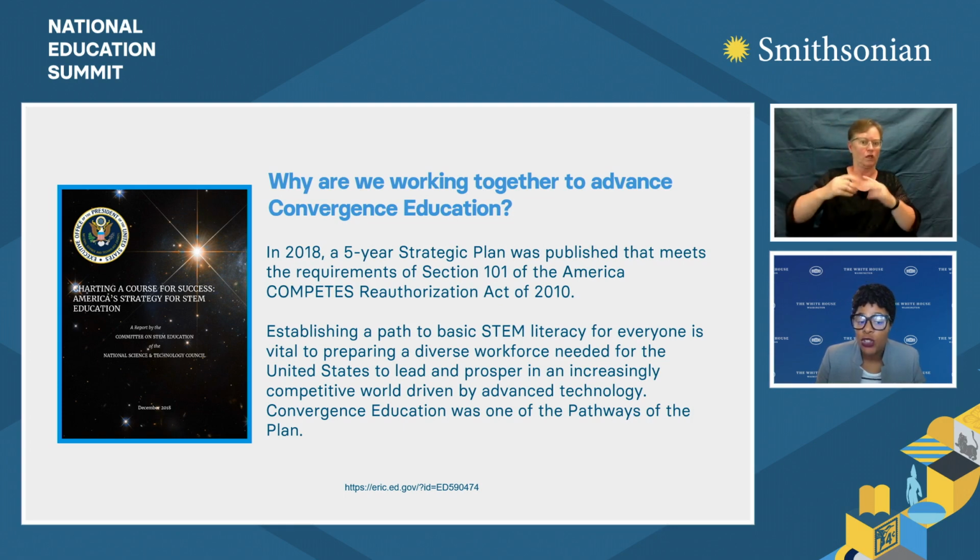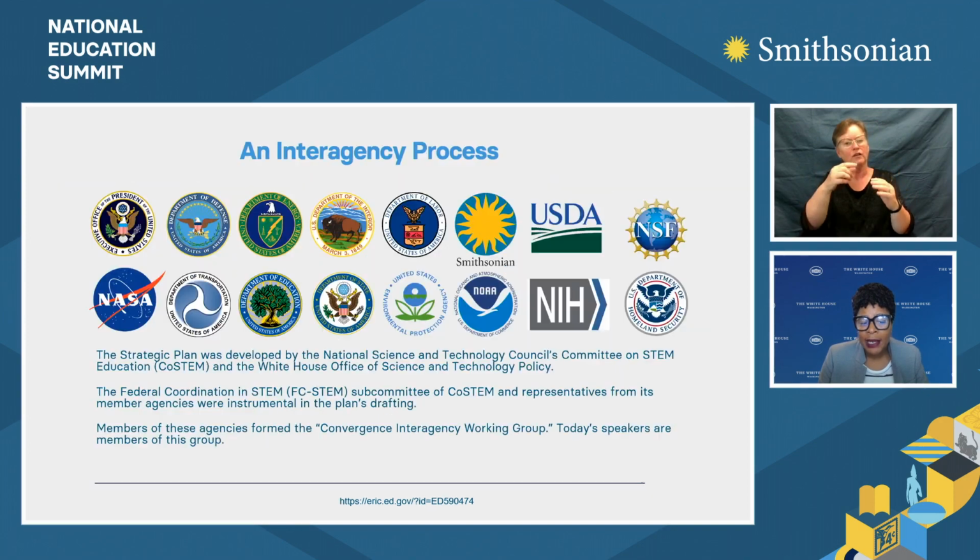The current plan, titled Charting a Course for Success, America's Strategy for STEM Education, was published in 2018 with a continued interest in providing our country's learners a high-quality STEM education. These federal strategic plans were created by the National Science and Technology Council's Committee on STEM Education, with input from individuals with our federal agencies and from the public, including educators such as yourselves. Once the strategy is finalized and publicly released, federal agencies each work to carry out the work through interagency working groups made up of representatives from across various federal science agencies to implement the strategy for the next 5 years. Today, you'll learn from members of the Convergence Interagency Working Group.